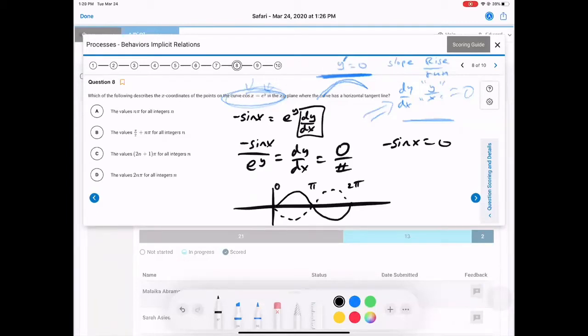A says n pi. If you remember in pre-calc, n pi means some number times pi. So whether that's 0 pi, 1 pi, 2 pi, this would work because this continues. Half pi means we would have been right here, every half pi. Sorry, in this case, it was half pi plus n pi. So half pi then here and here, which is not our case here.